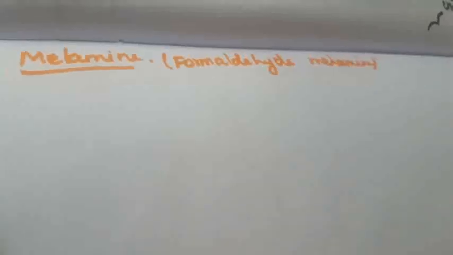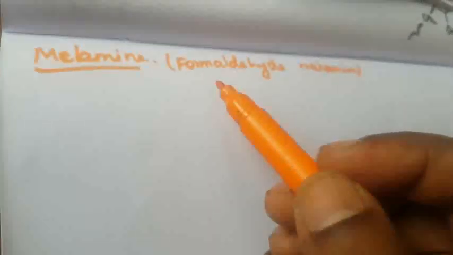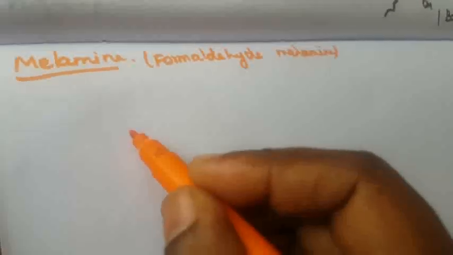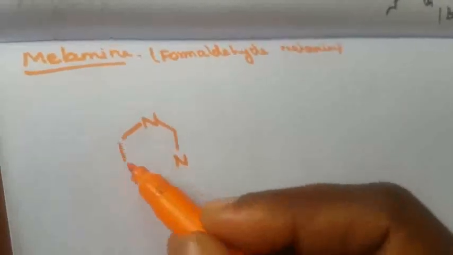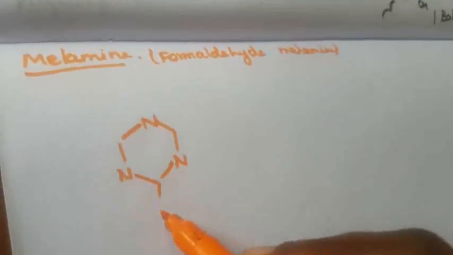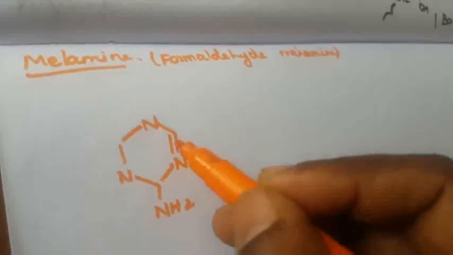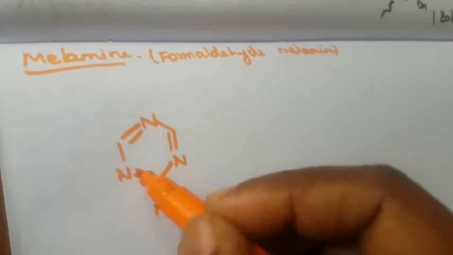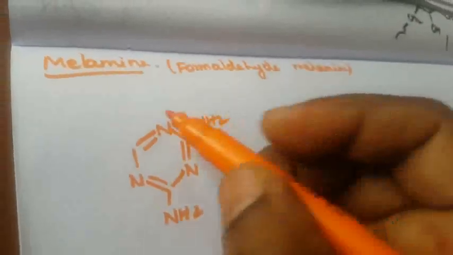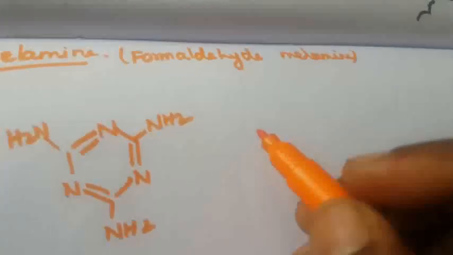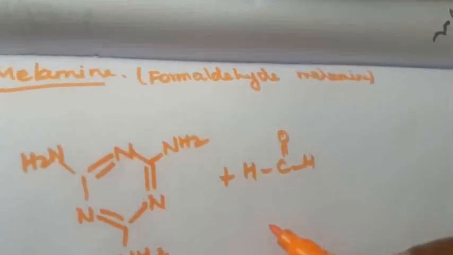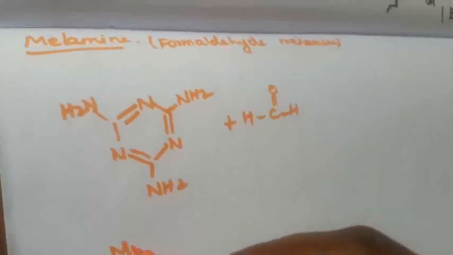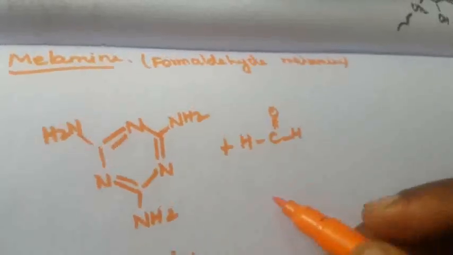Okay, so the next one is melamine. Melamine is a formaldehyde monomer. What is the formula of melamine? It has NH2 here, NH2 here, and NH2 here, plus formaldehyde, C double bond O, that is methanol. This is melamine and formaldehyde or methanol.